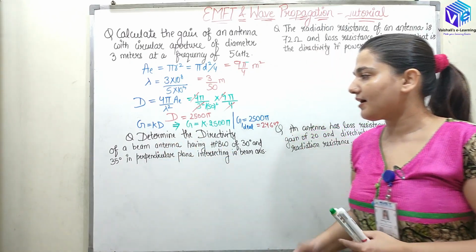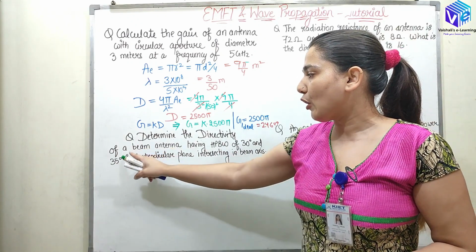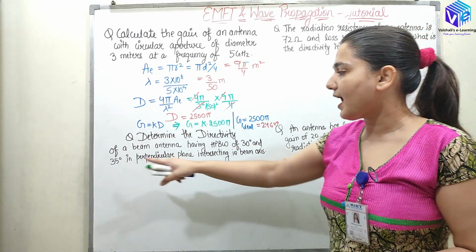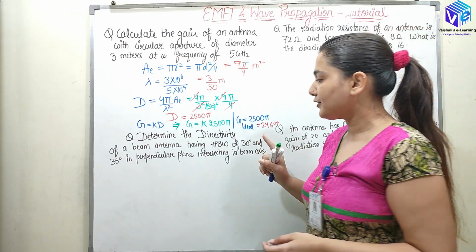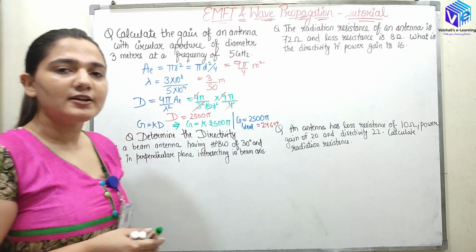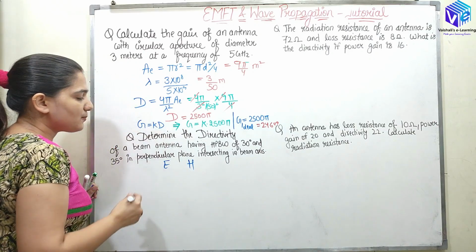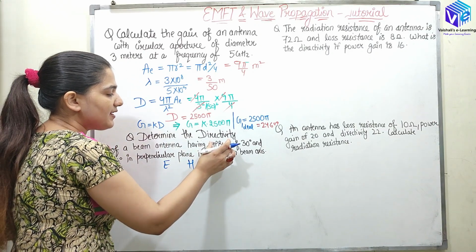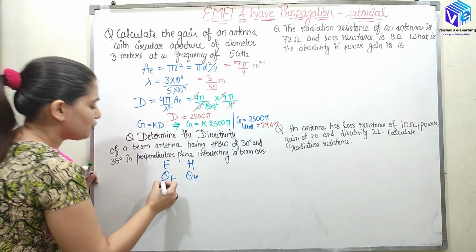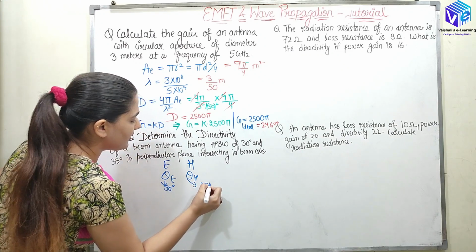Now after that we have the next question. The next question states, determine the directivity of a beam antenna having half power beam width of 30 degree and 35 degree in perpendicular planes intersecting in the beam axis. Okay, so what are the perpendicular planes? We have only two perpendicular planes, E plane and the H plane. So what is given? Half power beam width is given. So theta E is given and theta H is given. Theta E is 30 degree and theta H is 35 degree.